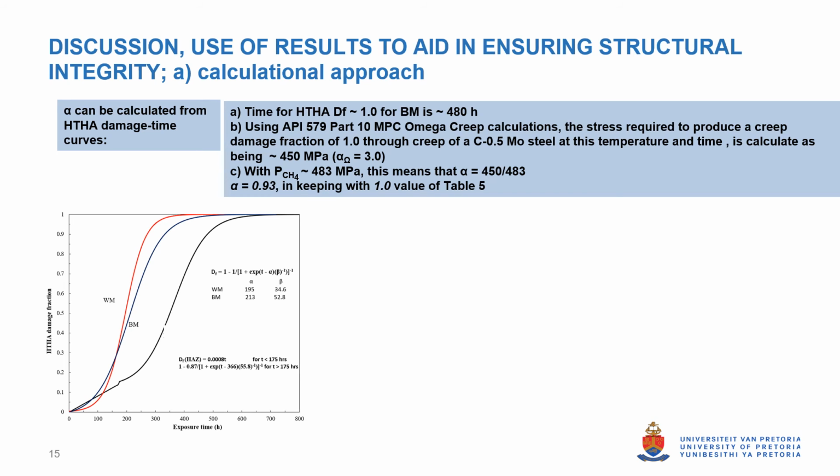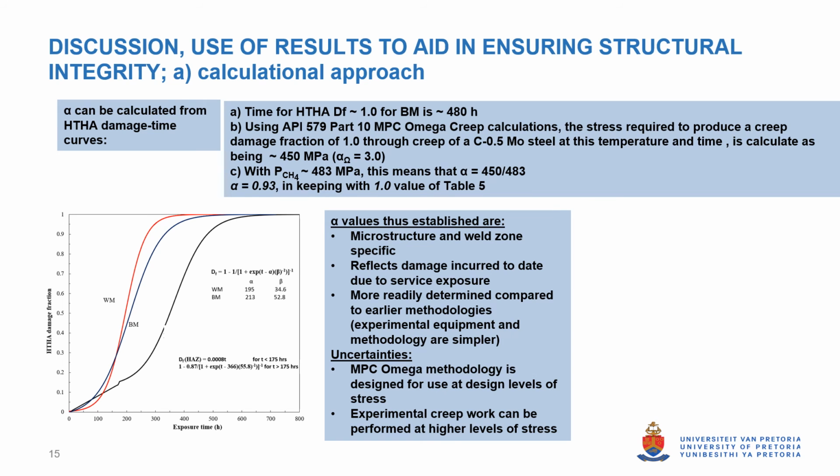The equivalent methane pressure, for instance, for these exposure conditions and steel has been established as being in the order of 483 megapascal, with the consequence that the alpha value is calculated as being 0.93, which is in keeping with the value of 1 shown in the previous table. The benefits of alpha values established in this fashion are summarized here, as well as some of the uncertainties and further work that still need to be done.